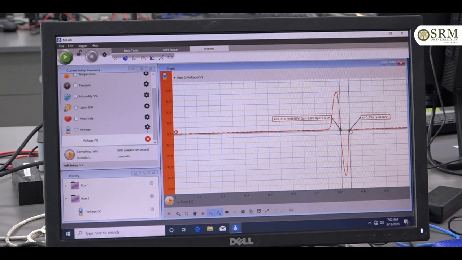Then this is the negative peak, and that is the negative peak area. Again, if you want to take a screenshot, use F1 and Windows print screen. Those two areas are taken.